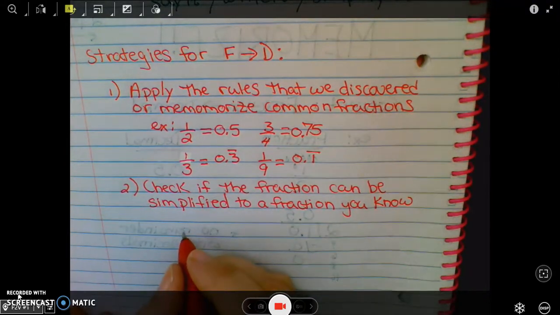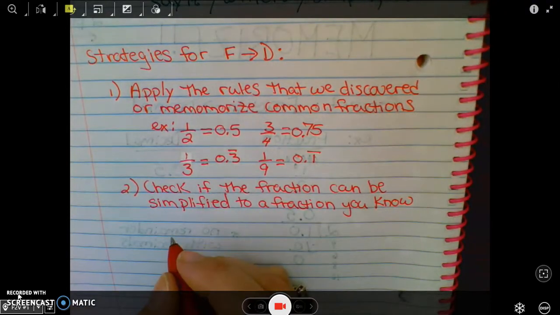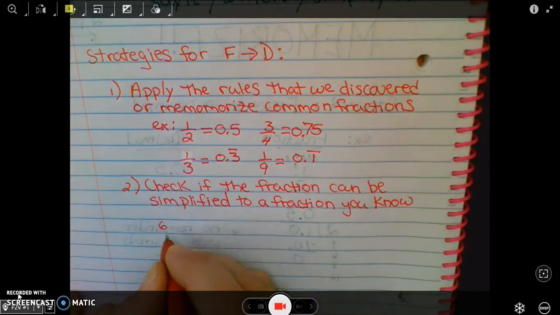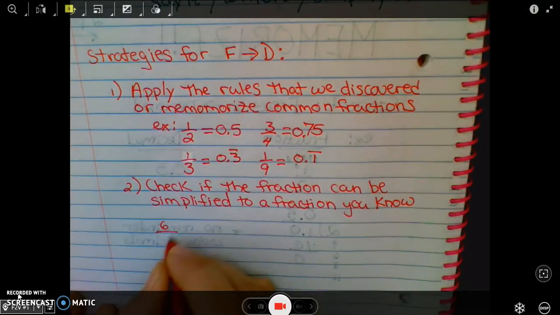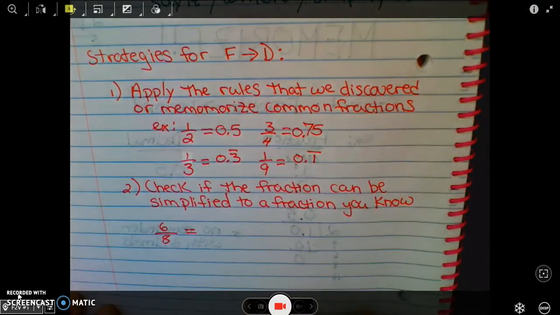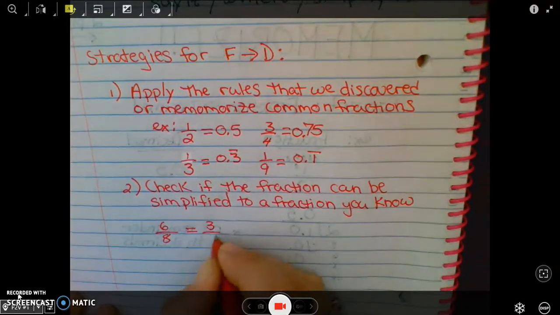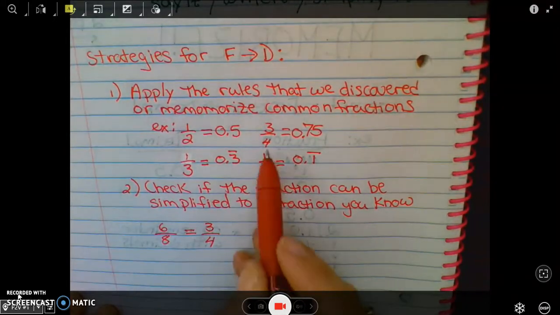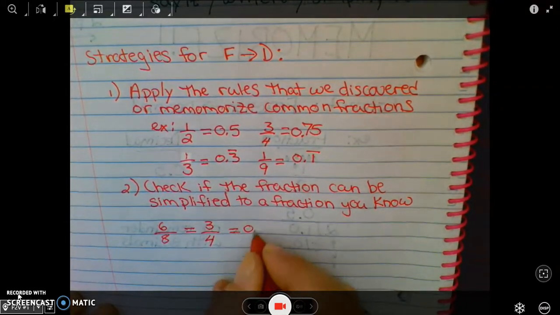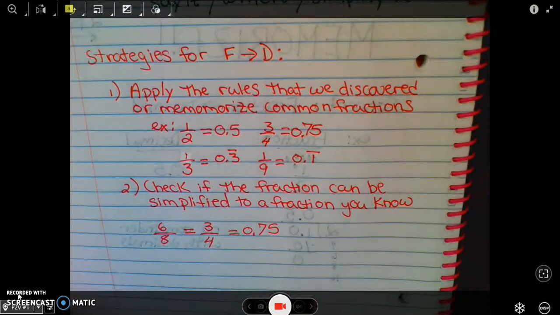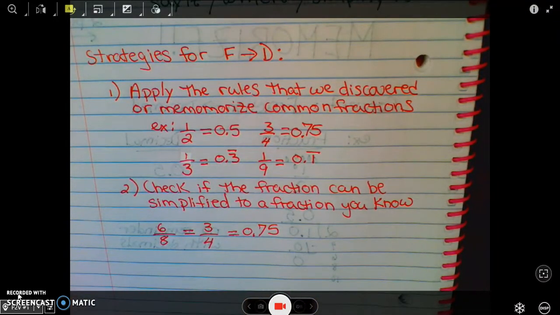For example, eighths, it's harder to keep a rule or memorize your eighths, but if I have something like 6/8, I know that that would simplify to 3/4, which I already know I wrote up top here is 0.75. So if you have a fraction that can be simplified to one you already know, you can save yourself a little bit of trouble.